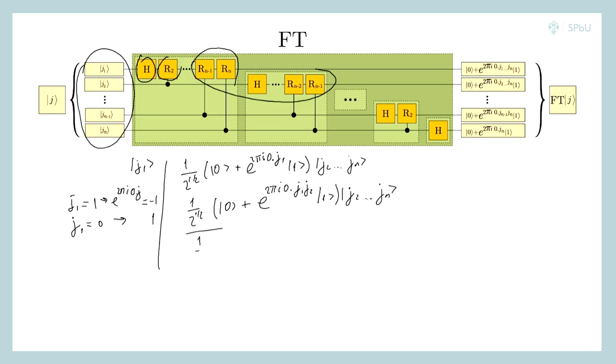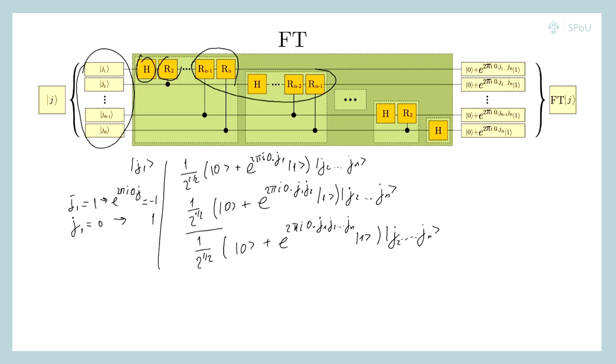1 divided by 2 to the power of 1/2, state |0> plus e to the power of 2 pi i 0.J1 J2 etc. Jn on the state |1>, and on the states of other qubits.